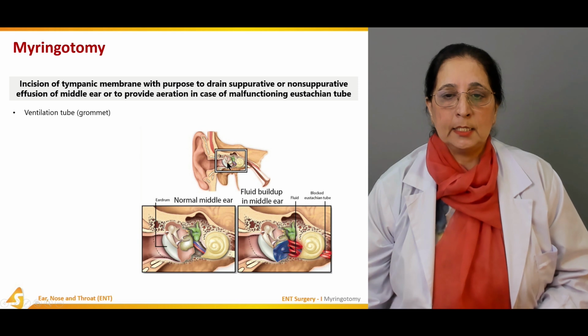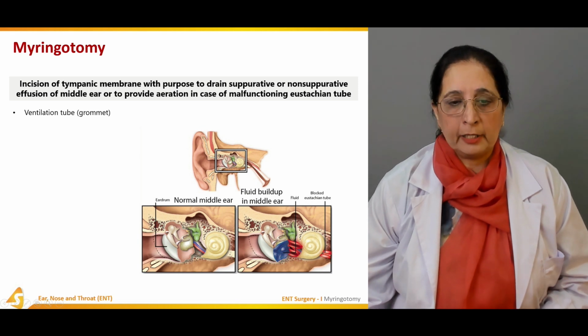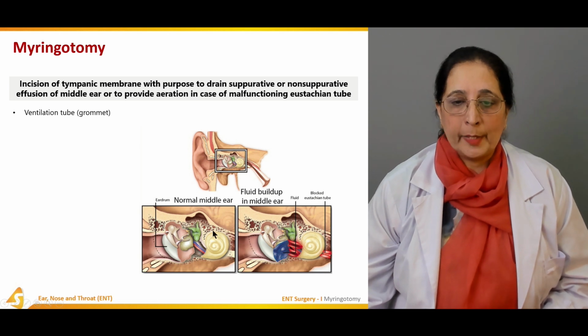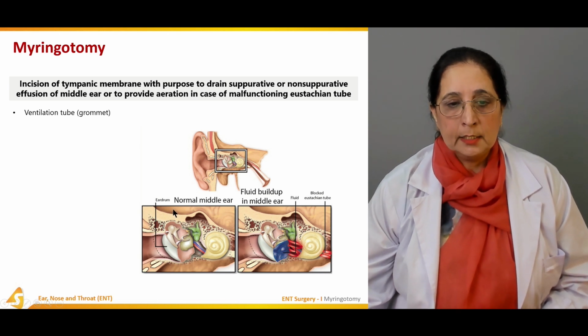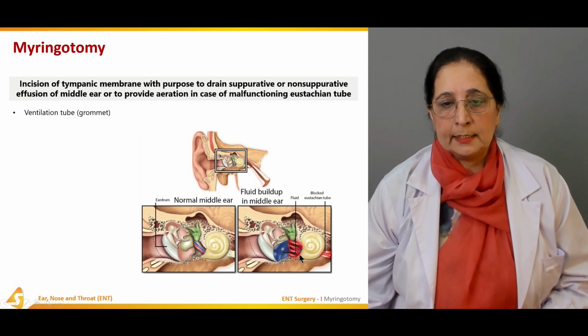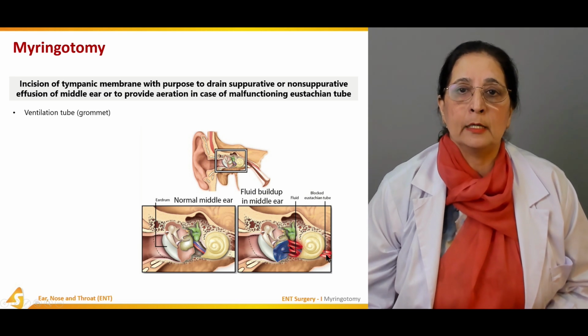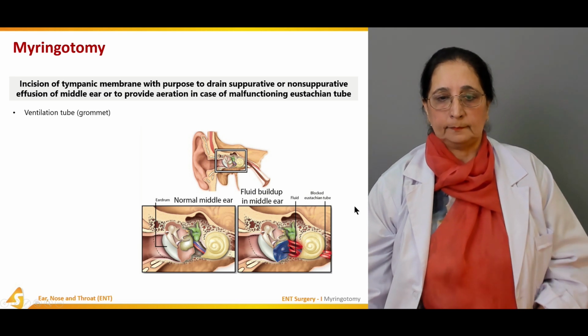A ventilation tube, which is the grommet, is inserted in case of malfunctioning of the eustachian tube. So here you can see this is the eardrum, and that's the normal middle ear, and that's the middle ear with the fluid built up here. So that needs to be drained, and this is the blocked eustachian tube that needs to be corrected by the myringotomy.